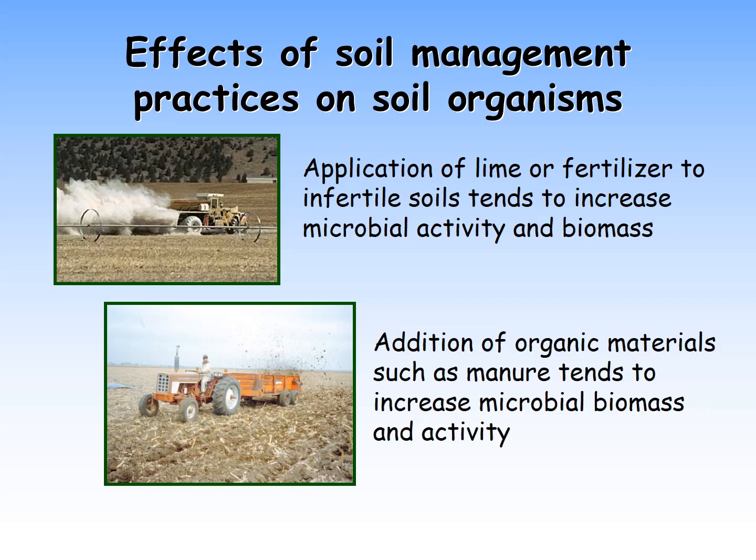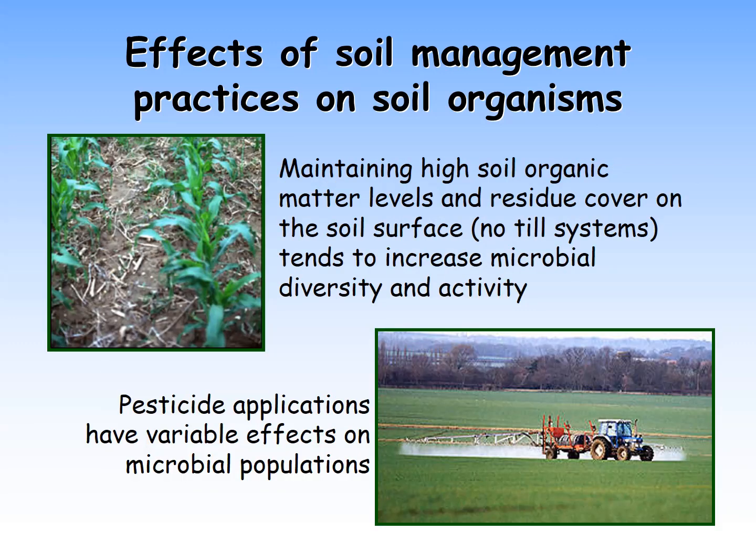As was mentioned a moment ago, adding lime or nutrients into infertile soil will tend to increase microbial activity and their biomass. Adding other organic materials such as manure or green manures provides another type of food and helps to increase the overall organic matter levels. Thus, microbial activity and biomass will tend to increase from this management practice.